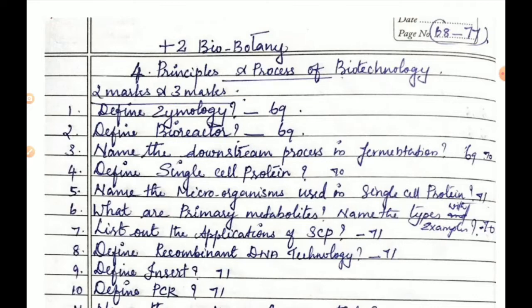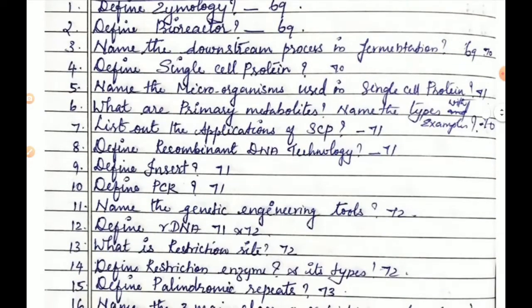Next question. Define recombinant DNA technology. It is given on page number 71, under the heading Genetic Engineering 4.3.1. Genetic engineering or recombinant DNA technology or gene cloning is a collective term that includes different experimental protocols resulting in the modification and transfer of DNA from one organism to another. Close the bracket.